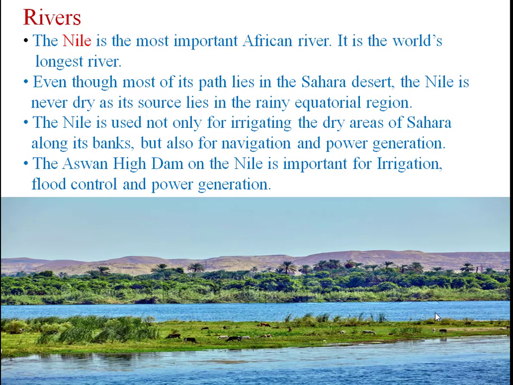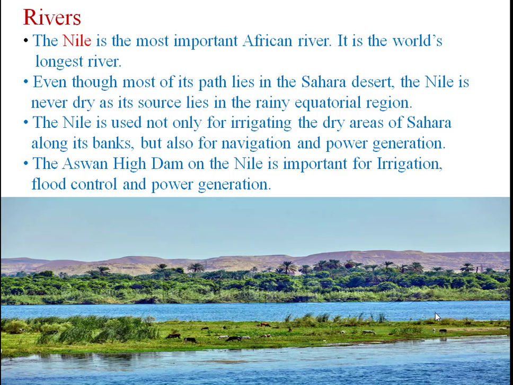The Nile is the most important African river. Which is the most important African river? The Nile is the most important African river. It is the world's longest river, about 6,670 kilometers. The Nile originates from Lake Victoria, the largest lake in Africa, and flows across the Sahara Desert to the Mediterranean Sea.